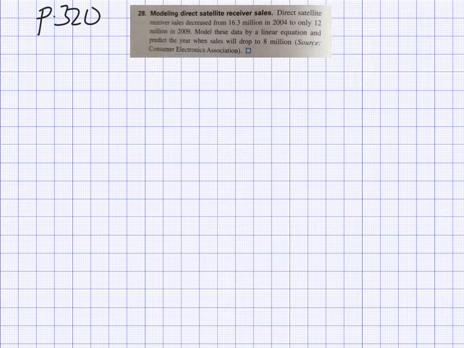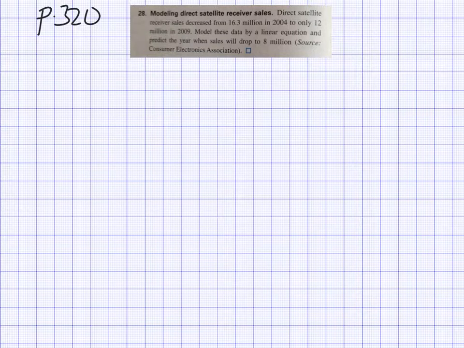Alright, so we're going to put this all together and try to solve this problem on page 320, number 28. We have direct satellite receiver sales. They decreased from 16.3 million in 2004 to only 12 million in 2009. Model these data by a linear equation and predict the year when the sales will drop to 8 million.